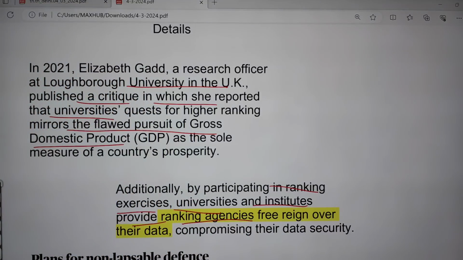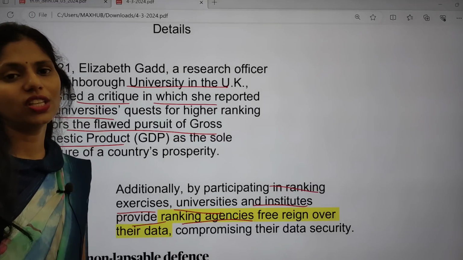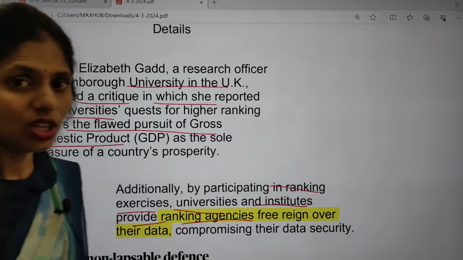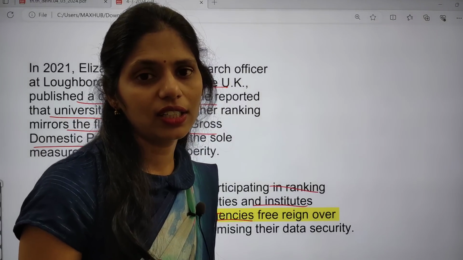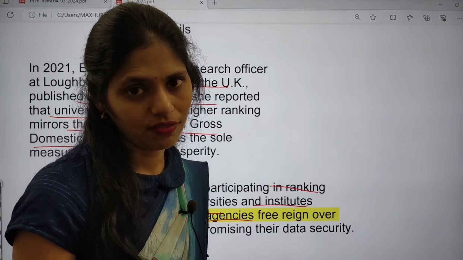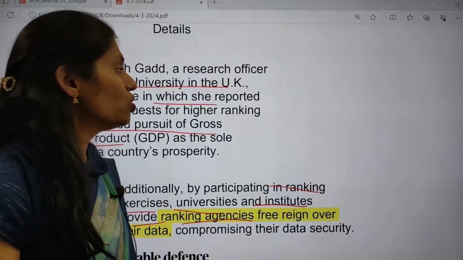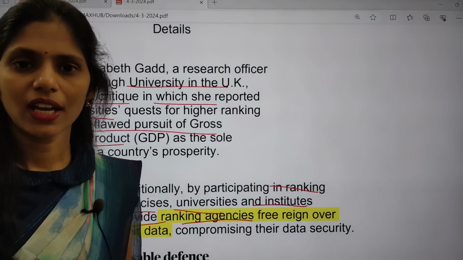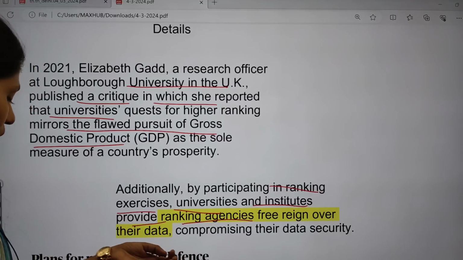and even they are compromising on data security and data privacy. So they are giving the data and getting these rankings, but many a time we can see there is a lack of safety and security on this data. So this is about this topic. And now let us see the next topic.